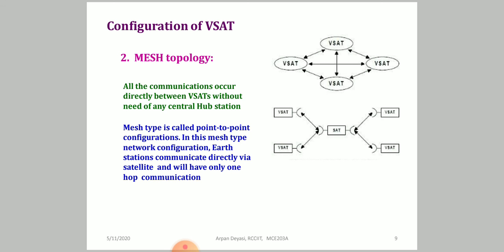So there is one major difference between star topology and mesh topology. Star topology requires central hub, mesh topology doesn't require central hub. Star topology goes for multi-hub communication and mesh topology goes for single hub communication or one hub communication, whatever you may say.